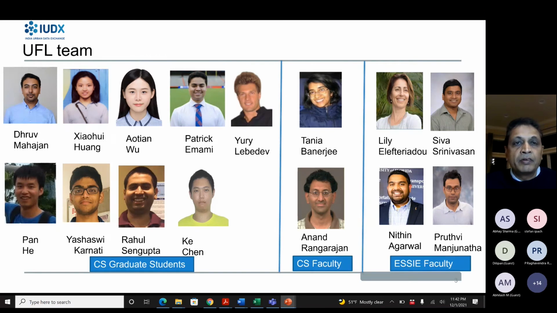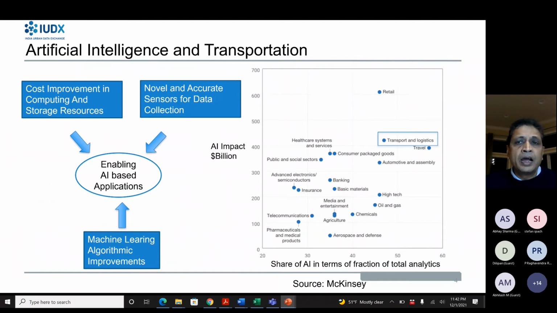The team consists of a number of PhD students on the left, mostly computer science students. Many of them have graduated at this juncture, a couple of faculty from computer science, and then we also have a variety of domain expertise coming from the civil engineering department who work on transportation applications. Why AI in transportation and why now? As you are probably aware, things have rapidly changed in the world of data collection because the sensors have become more accurate. Pretty much at this juncture, everyone carries a high resolution camera on their phones, which would have cost hundreds of dollars or even thousands of dollars only 10 years ago.